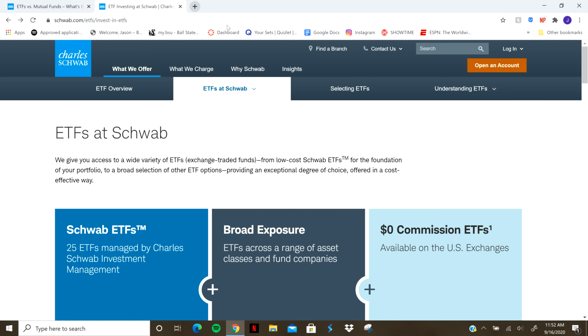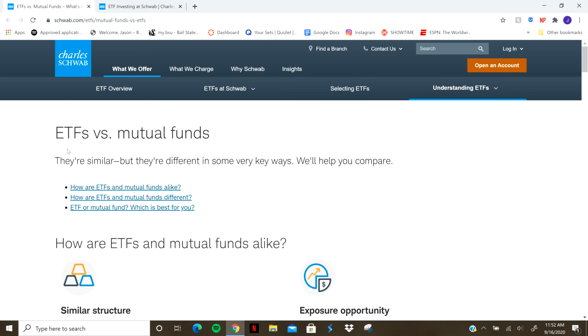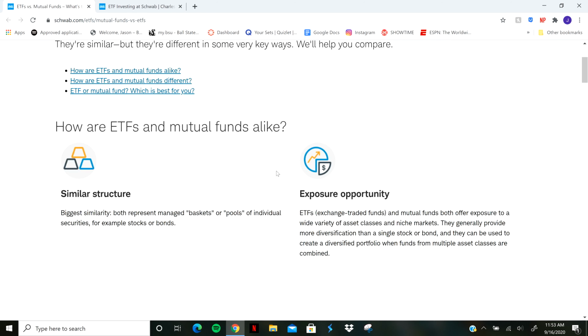So as you guys see, ETFs at Schwab. Let's start somewhere more basic. Let's go to ETFs versus mutual funds. What's the difference, when should you invest in one versus the other, and what are the benefits, pros and cons of both? Obviously they're going to be similar, but they're different in some key ways.